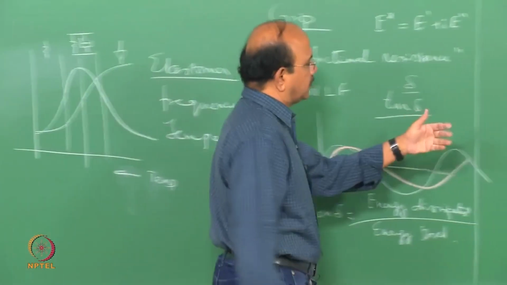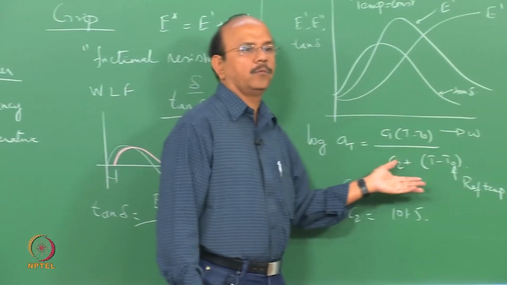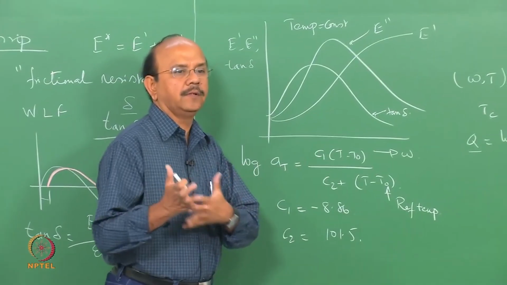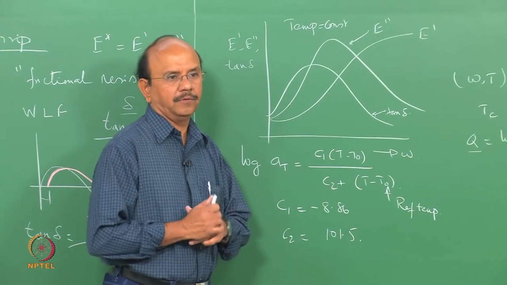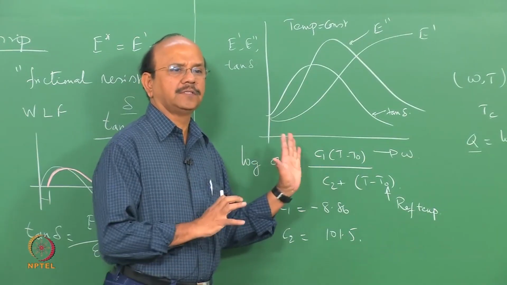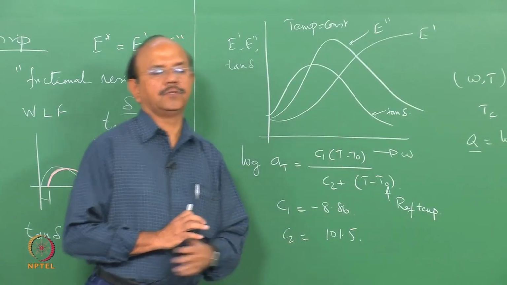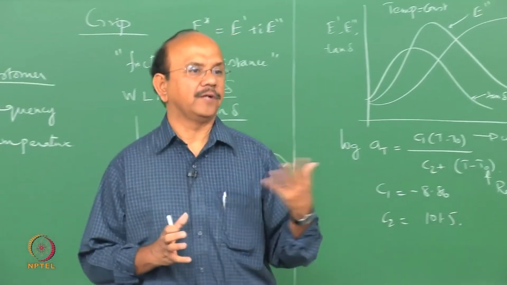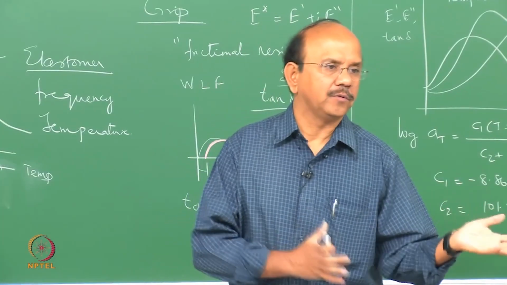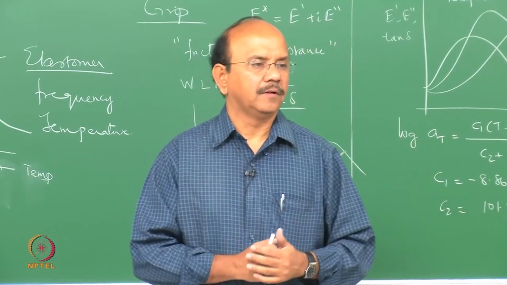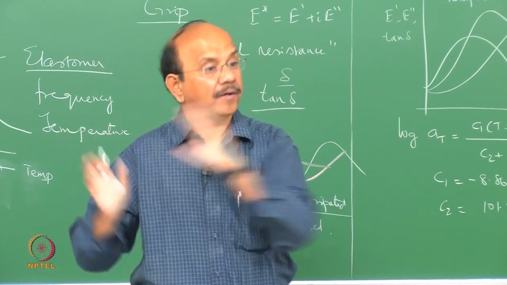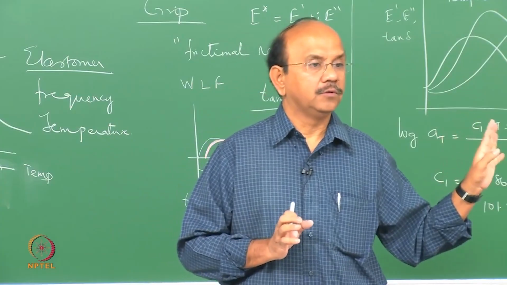That depends upon what the value of C1 is and where you apply it. All these things depend upon the elastomer in question. Usually this is applicable for the range of interest that we have. Suppose I have 10 to the power of -1 in the frequency, and I want 10 to the power of 5, it's possible to do that.